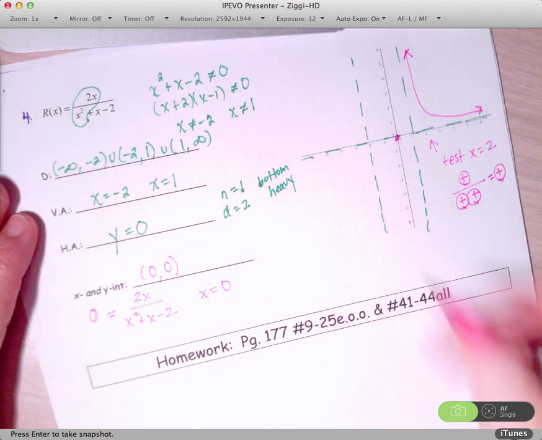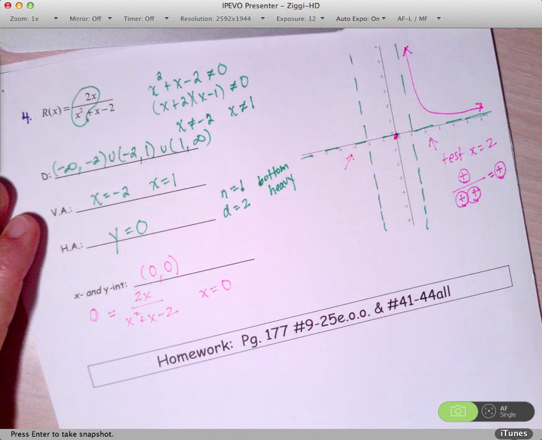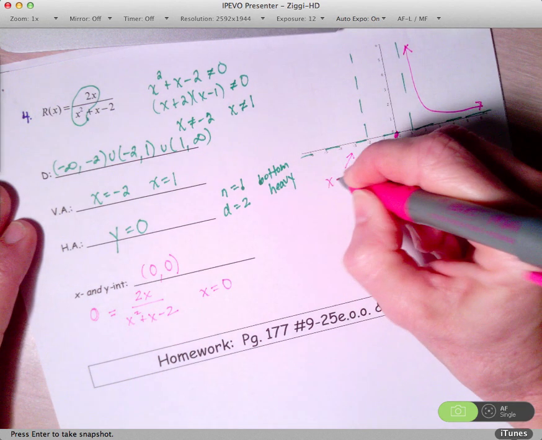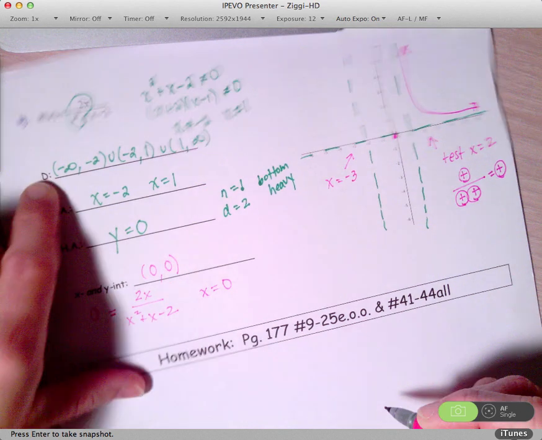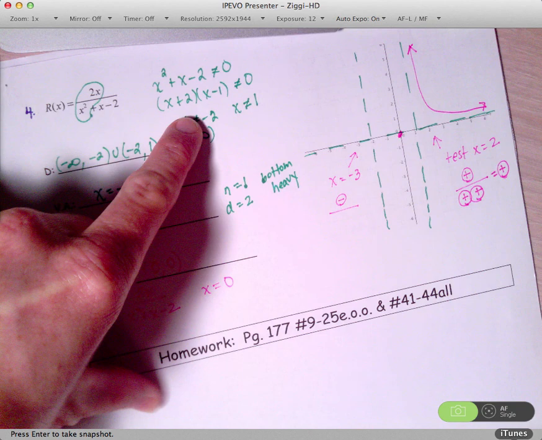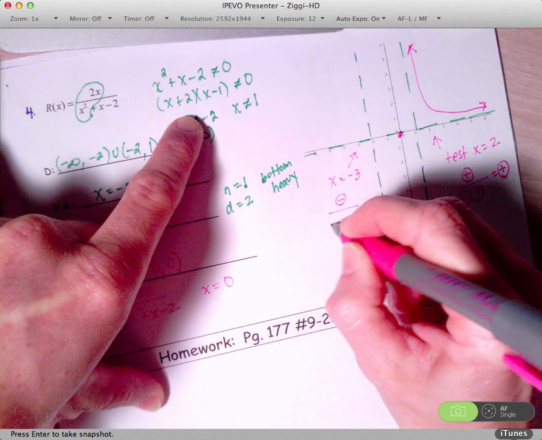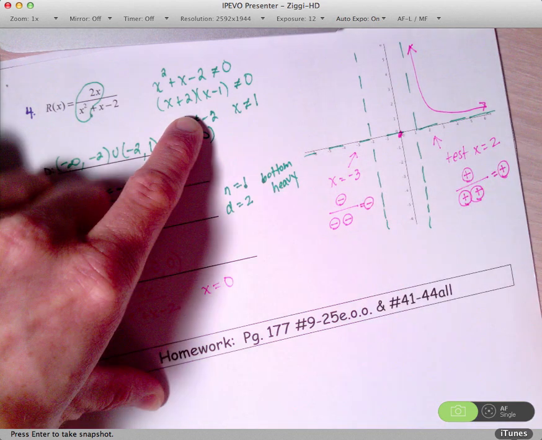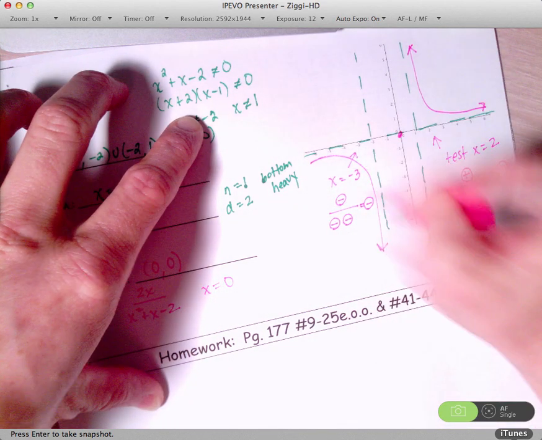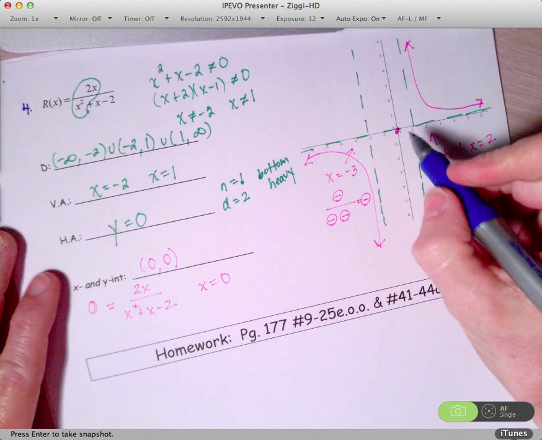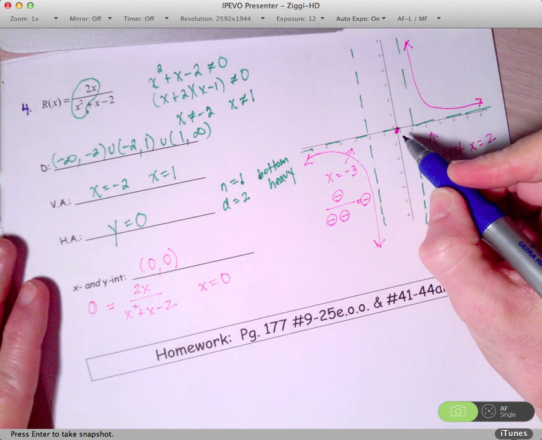And then let's go ahead and do this side and test, because that's going to be the second easiest thing to do. I'm going to test x equals negative 3. If I do that, I get a negative in the numerator. And then in the denominator, I'm looking at the factors here. I would get a negative times a negative. So overall, I'm going to get a negative. So that means my curve is down here, below the asymptote. Now, this guy in the middle is a little bit tricky, like I said, because it's actually going to cross the asymptote. It does happen sometimes.